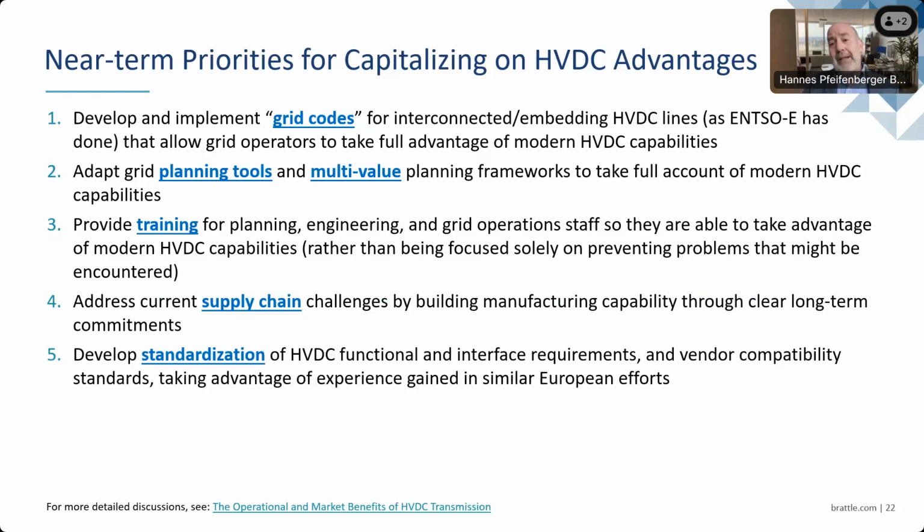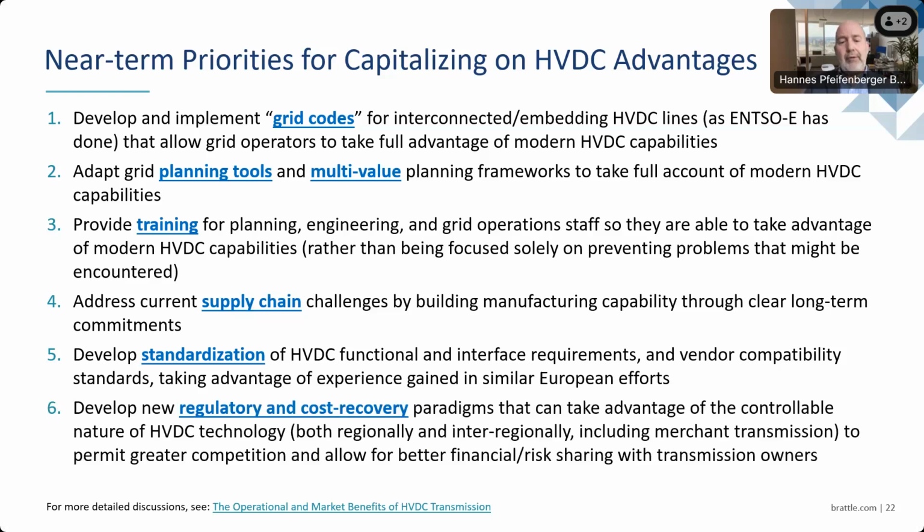But we need to standardize it. Right now, each of these lines is a one-off. We can really standardize to be able to link them together into multi-terminal configurations. And we need cost recovery, including for merchant lines, and there are quite a few models out there already, including that subscriber PTO proposal that CAISO is implementing.